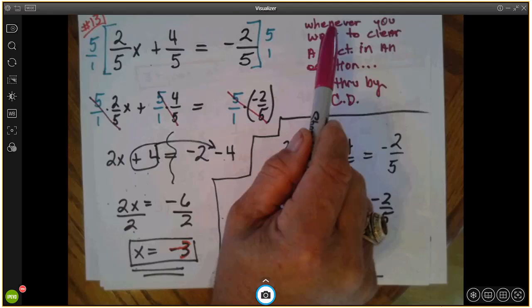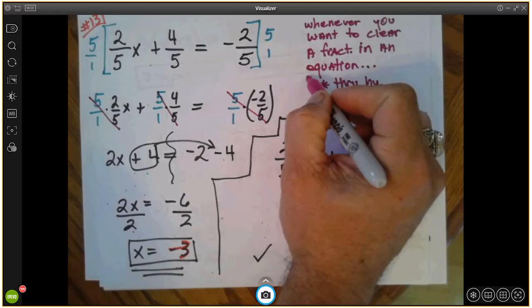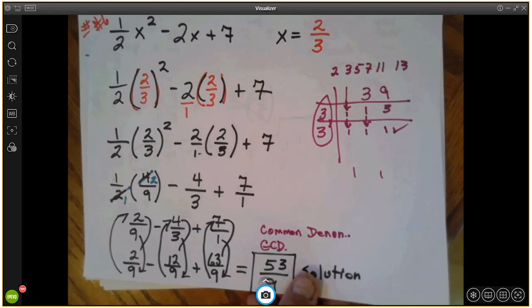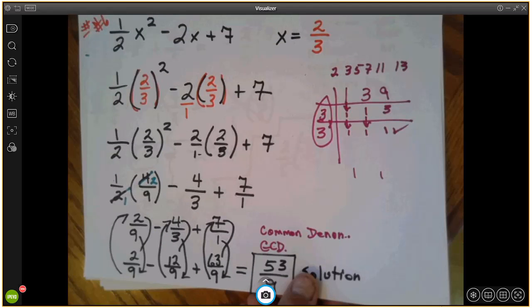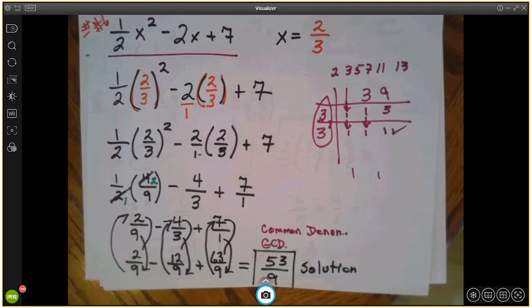Whenever you want to clear a fraction in an equation, well, Hubert, why didn't we do that back here on number 6? Well, this is not an equation. It doesn't have an equal sign. See? That one doesn't have an equal sign. There's no equal sign, so it's not an equation. You're just plugging and chugging.